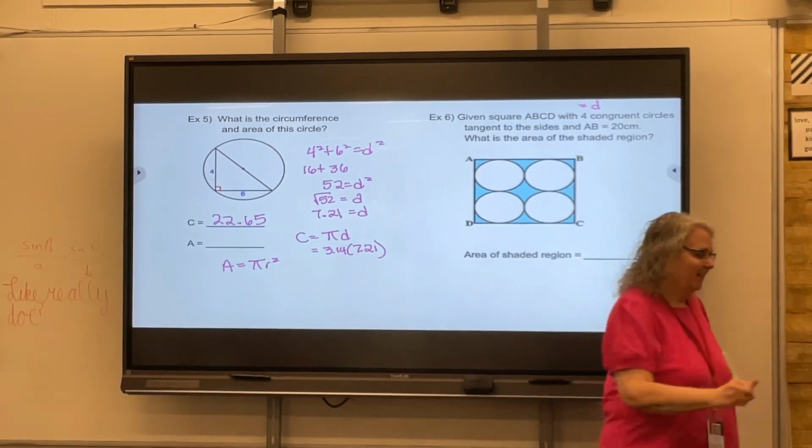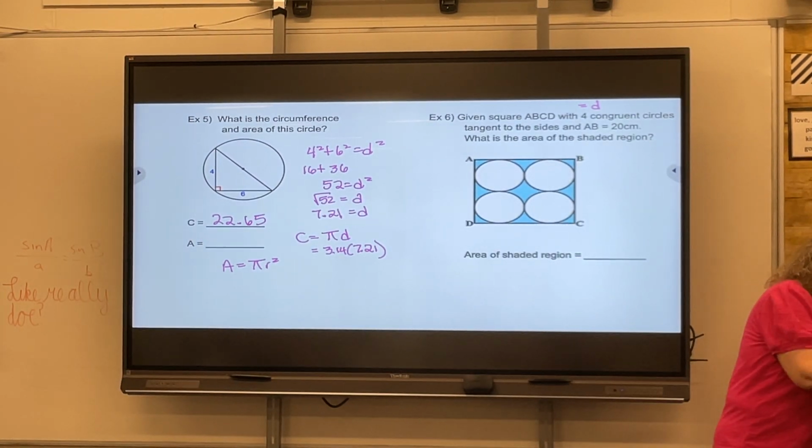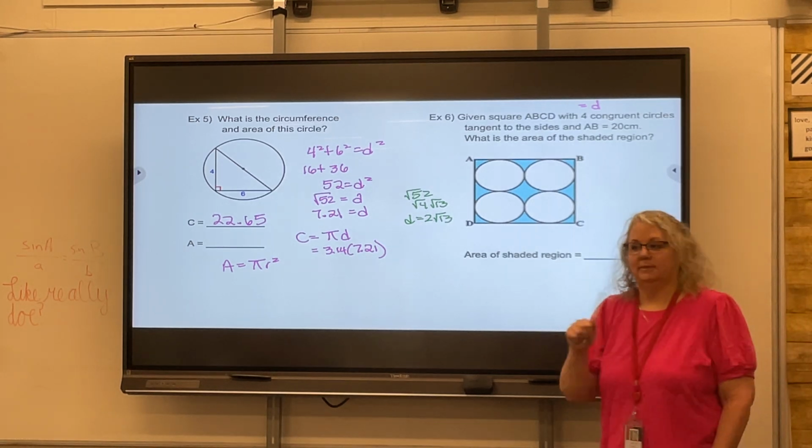Why are you looking at me like that, Jay? Do you understand it? Yes. You didn't have to do this. Square root of 52 is 4 times 13, which makes that diameter 2 root 13. If I said exact, which I didn't, it said decimal, so that's fine.